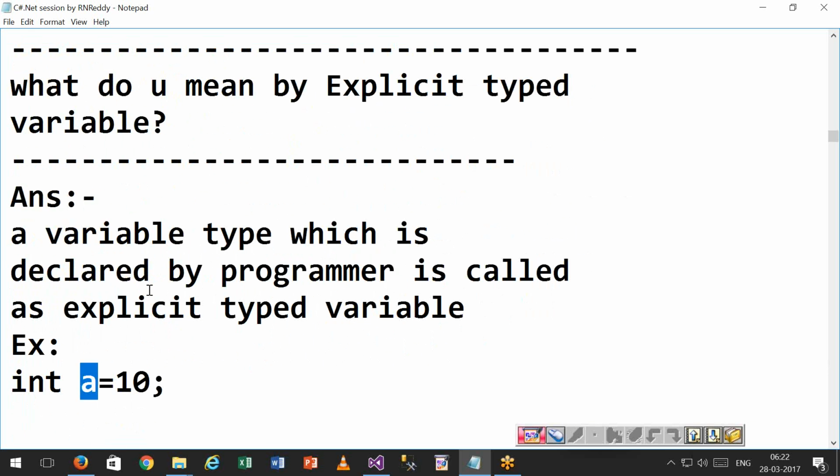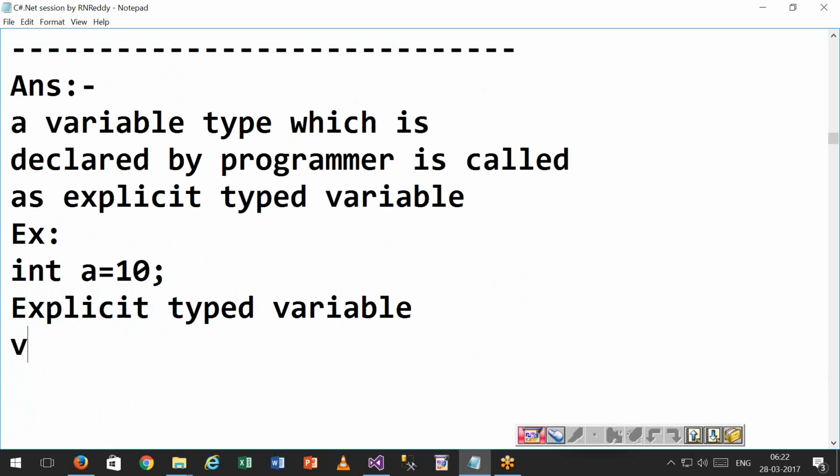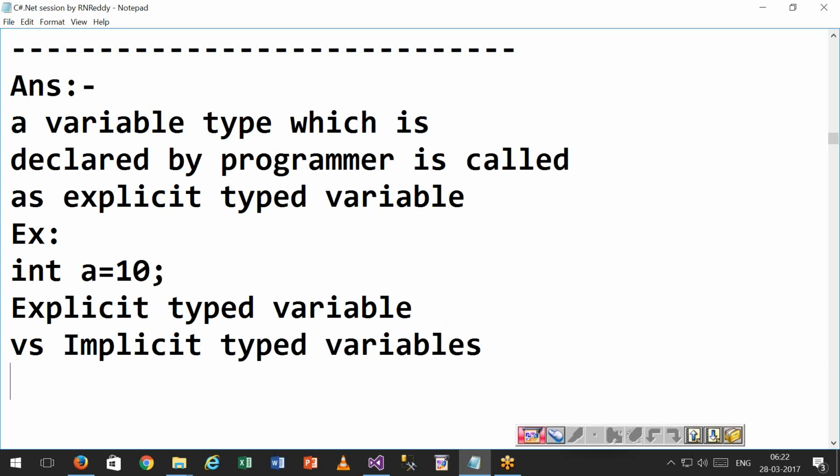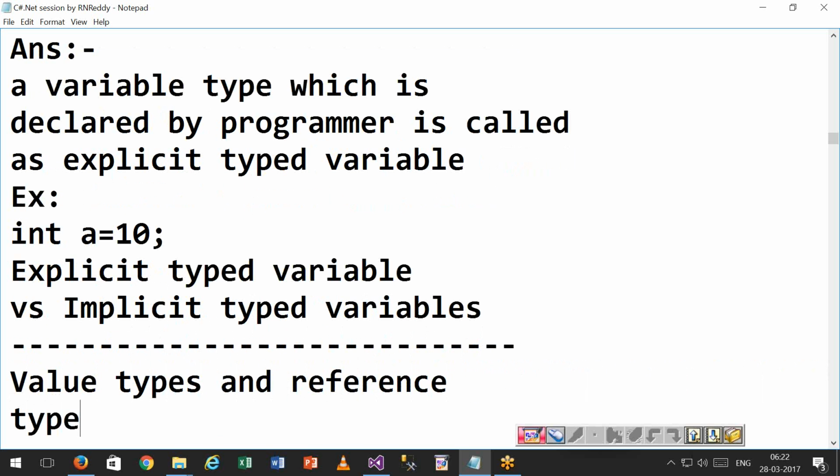Anyhow, remember, tomorrow our discussion will start from here. You also go through it: explicit typed variable versus implicit typed variable. After it is completed, we'll discuss value types and reference types, one more category of data type.